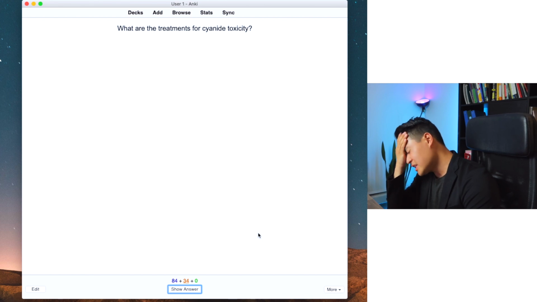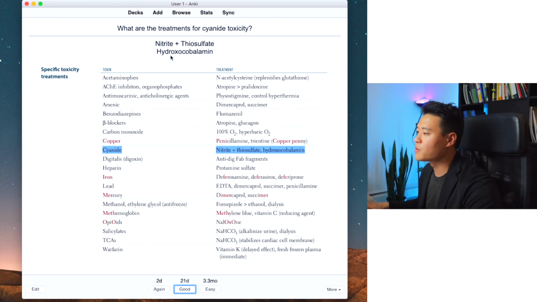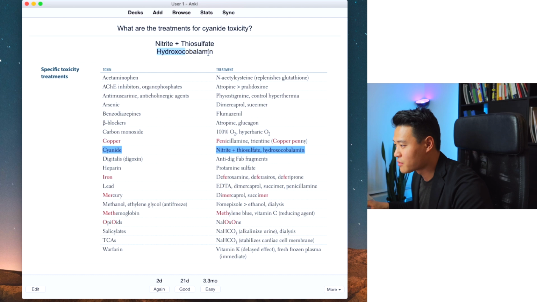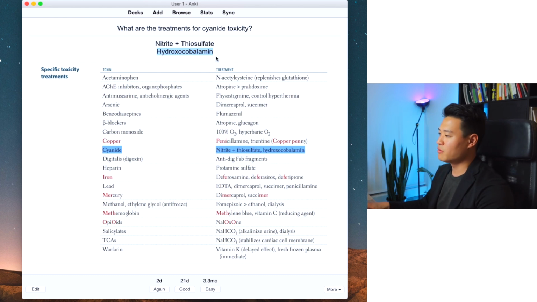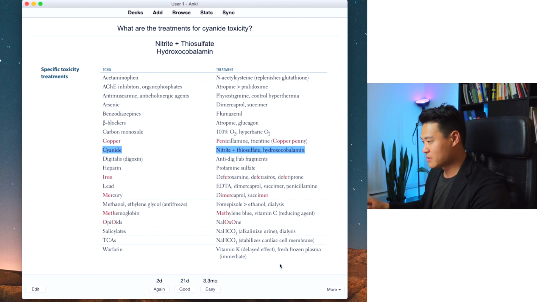What are the treatments for cyanide toxicity? Thiosulfate, nitrites, and cobalamin something, I can't remember. Nitrite, thiosulfate, and hydroxycobalamin. I don't even know if I'm pronouncing it right. So cyanide: nitrite, thiosulfate, hydroxycobalamin. I think cobalamin has something to do with vitamin B. Okay, I'll try to remember that. So I got it wrong.